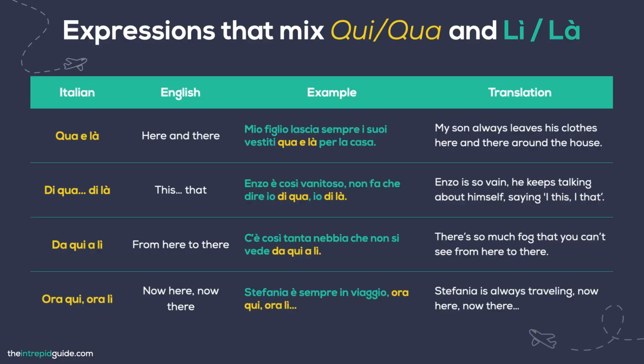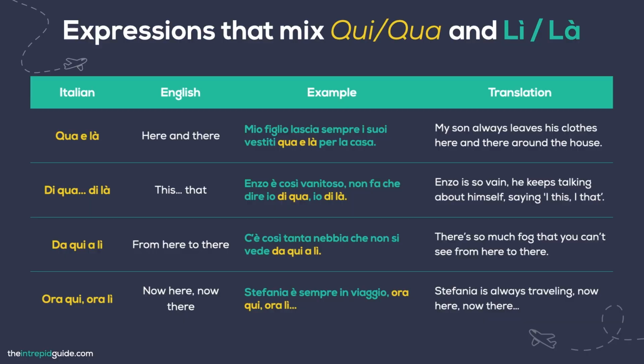For example, Enzo è così vanitoso, non fa che dire io di qua, io di là. Enzo is so vain, he keeps talking about himself, saying I this and I that. Da qui a lì, meaning from here to there. This is used to talk about the distance from one point to another. For example, C'è così tanta nebbia che non si vede da qui a lì.